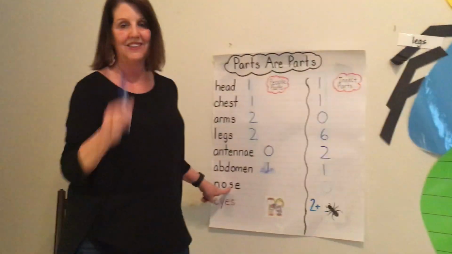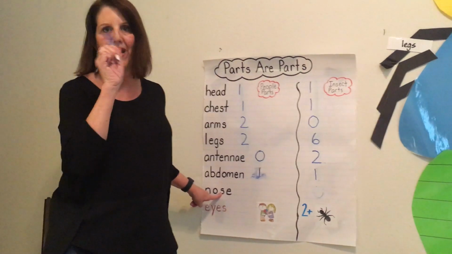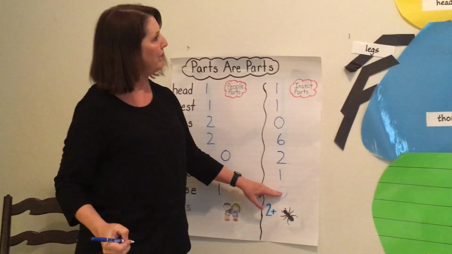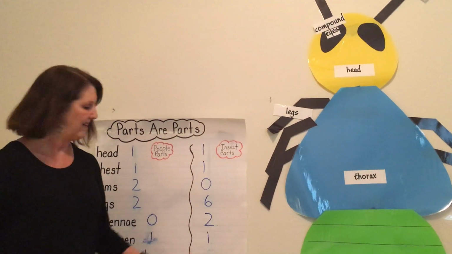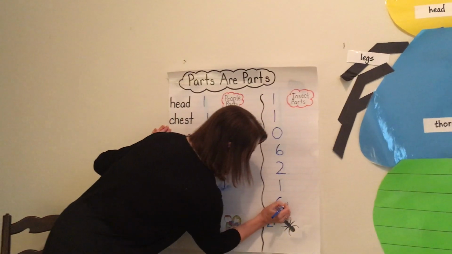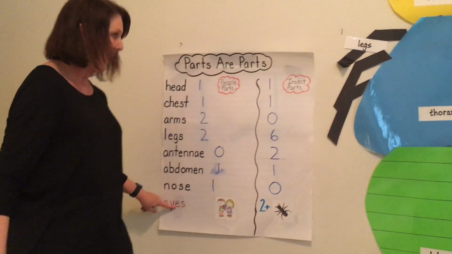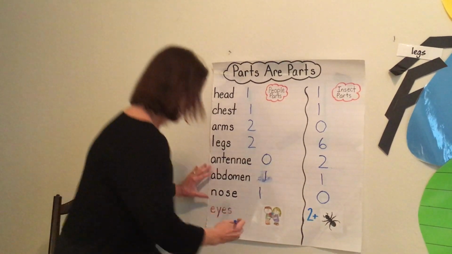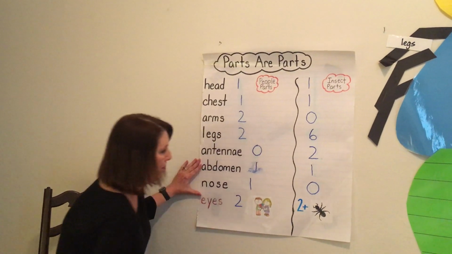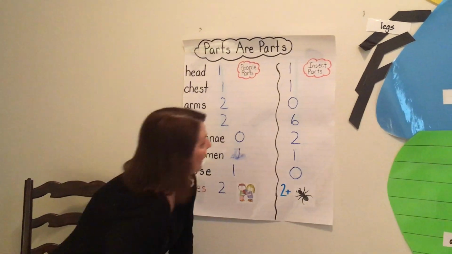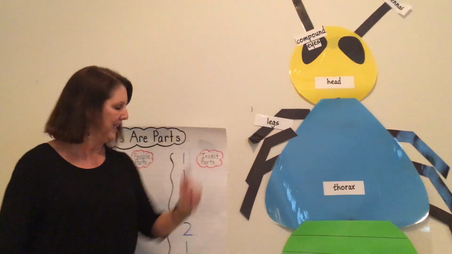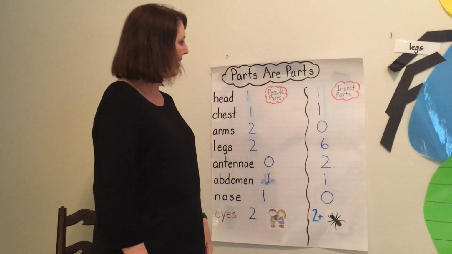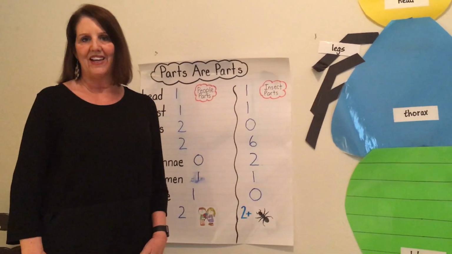Now, nose. How many noses do we have? 1 nose. And does the insect have any noses? No, they don't. They have 0 noses because they have the antennae. Now, eyes. Let's count how many eyes we have. 1, 2. We have 2 eyes. But I also learned that insects definitely have 2 eyes, but some of them have more than 2 eyes. Okay, so that's how we are similar and different from insects.